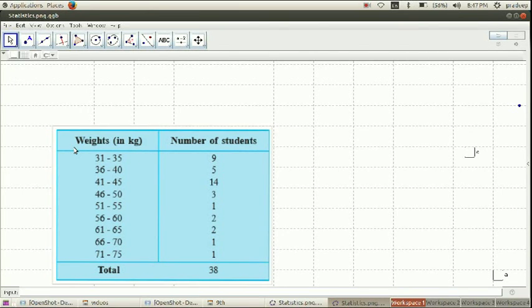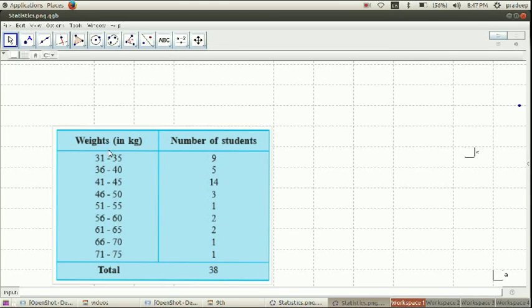Hi students, suppose you are given the weight of 38 students in a class. How would you prepare a frequency distribution table of that given data? Sometimes you may prepare a distribution table like this. Here there is one problem.